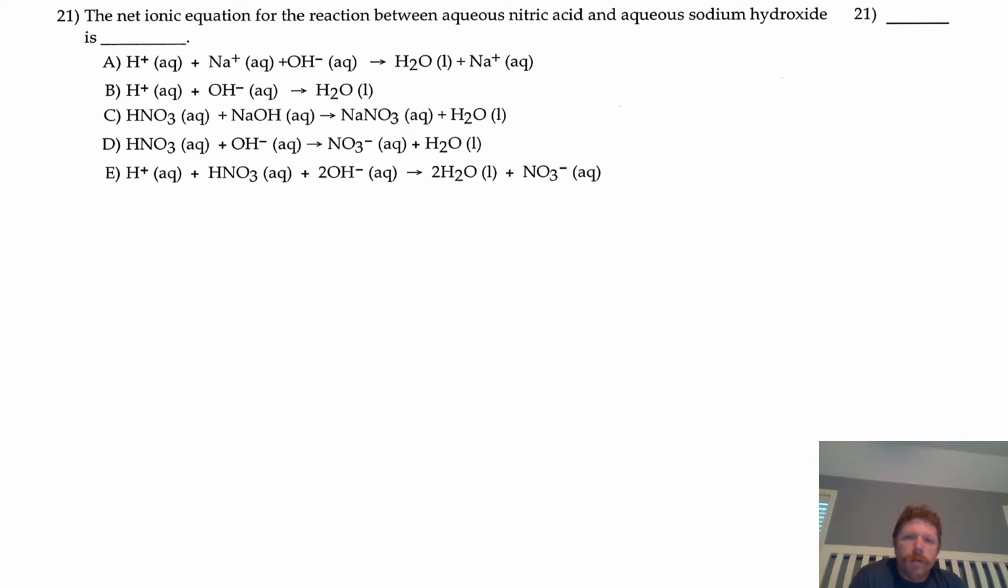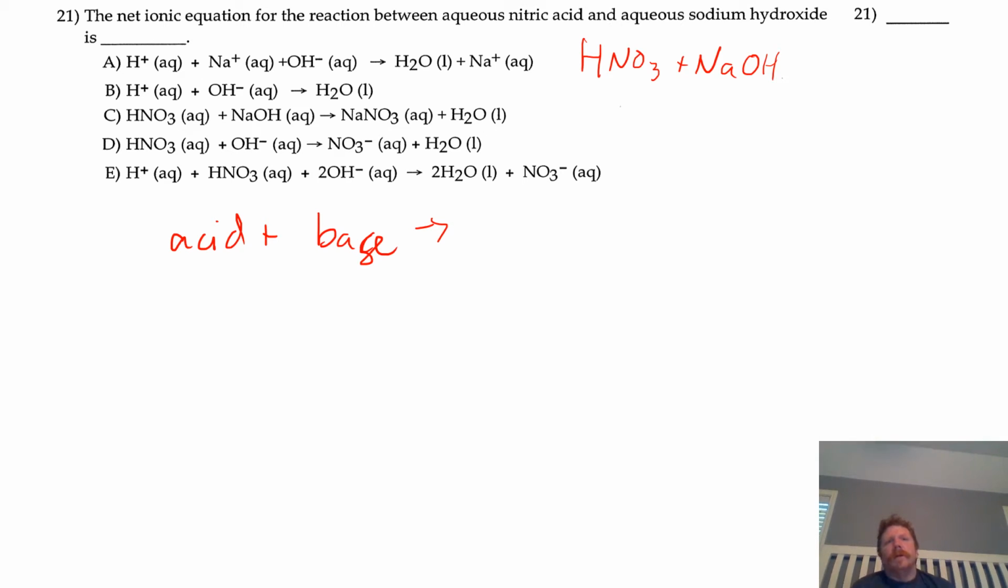What I want you to be able to do about this one is recognize that this is an acid plus a base. And you have to know that sodium hydroxide is a strong base. HNO3 plus NaOH. This is asking for the net ionic equation. What this is going to tell you is an acid plus a base, you're going to form a salt plus water.